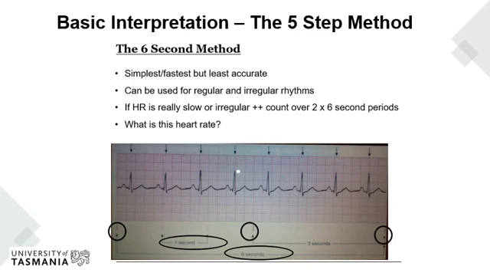The 6-second method is the simplest and the fastest, but it's the least accurate. It can be used for regular and irregular rhythms. If the heart rate is really slow or irregular, then you may have to count over 2 6-second periods. Have a look on the screen at the moment and see if you can work out what the heart rate is.